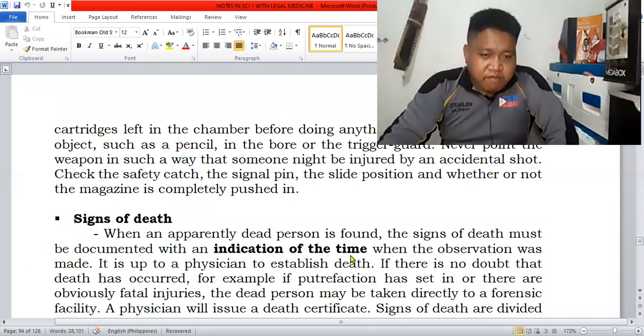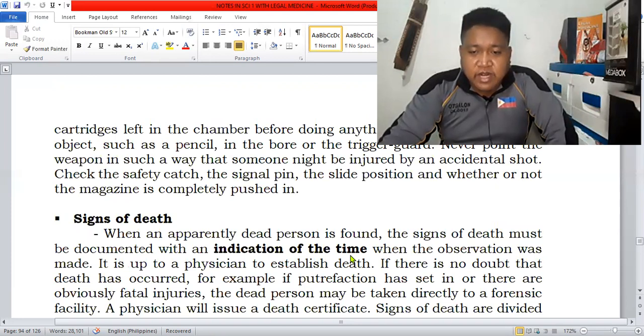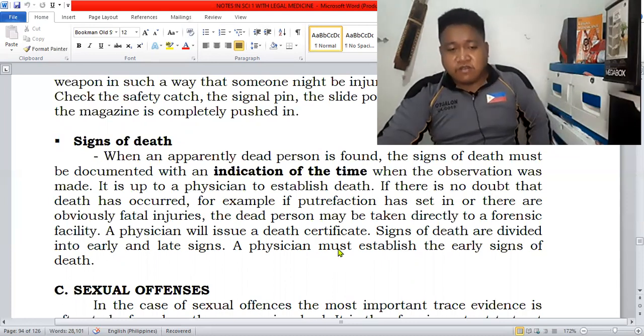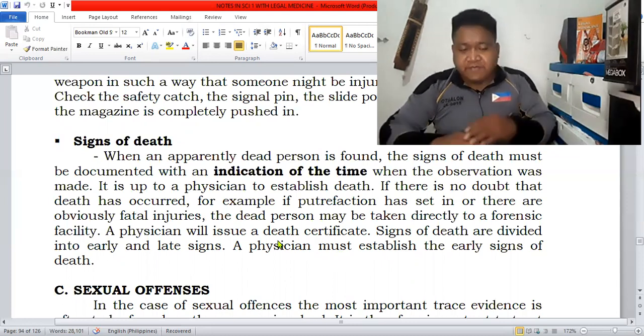Signs of death: when an apparently dead person is found, the signs of death must be documented with an indication of the time when the observation was made. It is up to the physician or medical legal officer to establish death. If there is no doubt that death has occurred, for example if putrefaction or decomposition has set in or there are obviously fatal injuries, the dead person may be taken directly to a forensic facility like a crime laboratory. A physician will issue a death certificate. Signs of death are divided into early and late signs. A physician must establish the early signs of death. So that is for suicide.